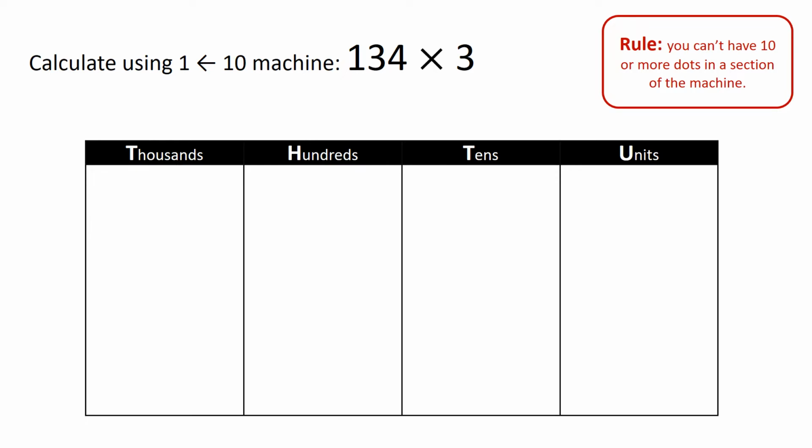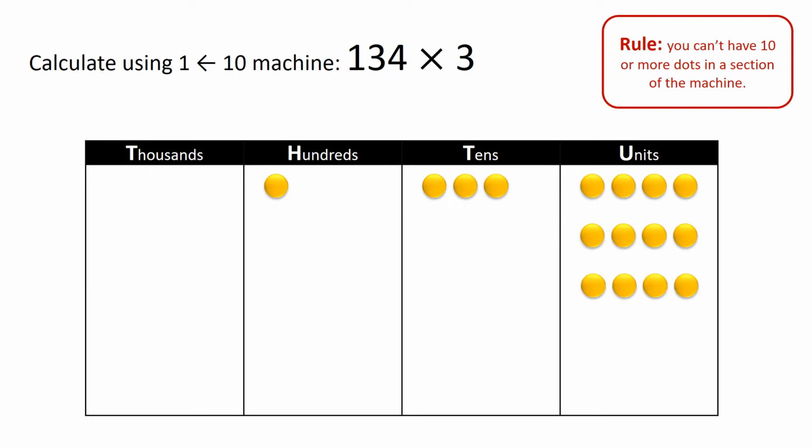We have to complete the calculation 134 times 3. So we've got 4 units, 3 tens and 100. Now in terms of this idea of exploding dots, we'll see that in a moment. We need to multiply 134 by 3. So there are 3 groups of the 4 units, 3 groups of the 3 tens, and 3 groups of the 100.